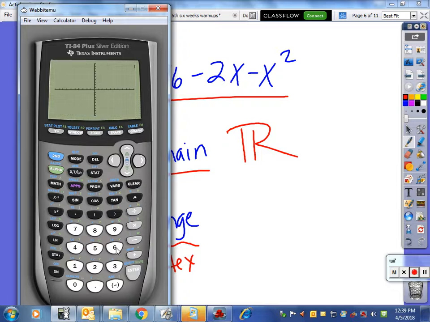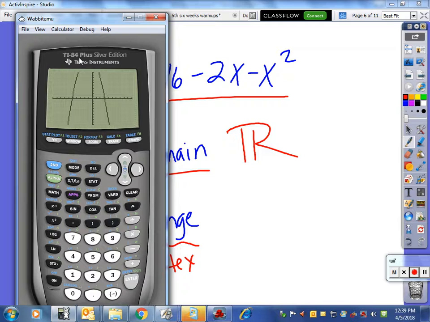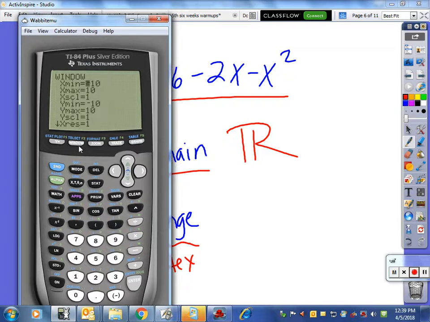Now, I was originally in Zoom 6 and I couldn't see the whole thing. You can zoom out. Zooming out sometimes distorts the picture. All I really need to do is go a little bit higher. So I went to my window and increased my Y maximum. It's only going up to 10 units high. I made it like 20 just to see if I could see it, and I could see it. So I want to know the range. That means I'm looking for the Y value of that vertex.